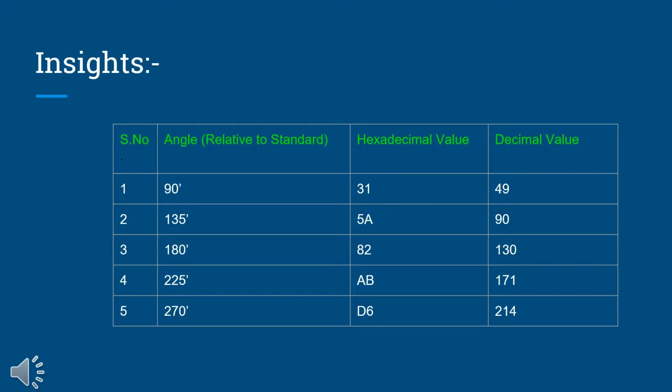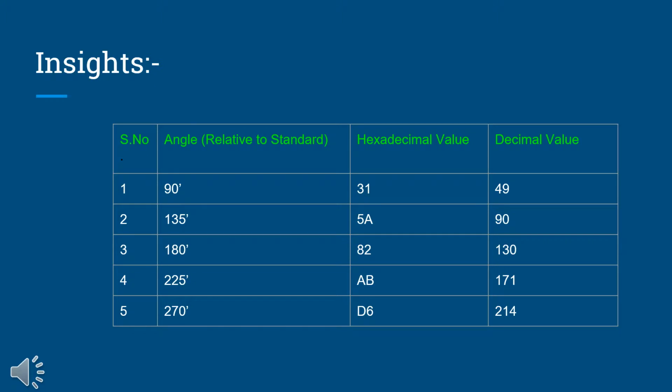The second column is the corresponding value you observed, in hexadecimal form, and in the next column I converted them to decimal form. Now let me tell you what conclusion you can draw from these values. At 90 degrees we get a value of 49, and at 180 degrees we get a value of 130. So the difference is 81 when we change the angle by 90 degrees.